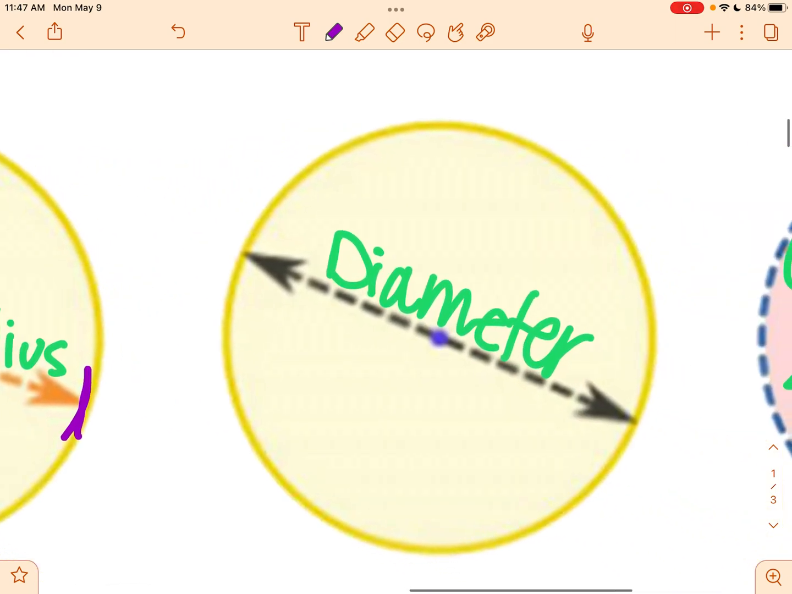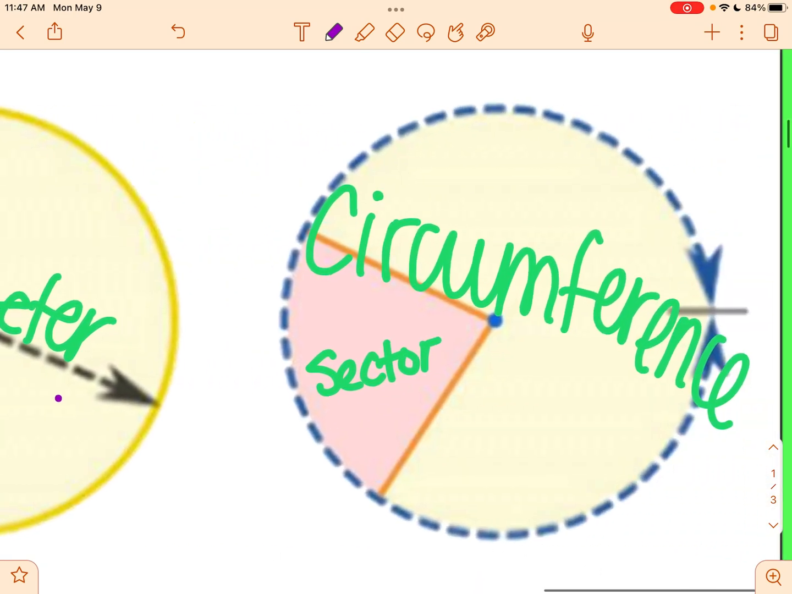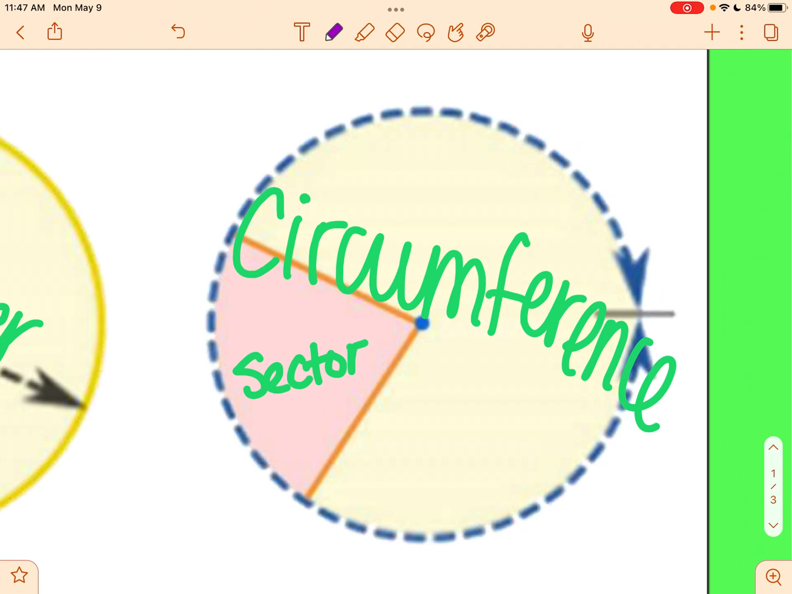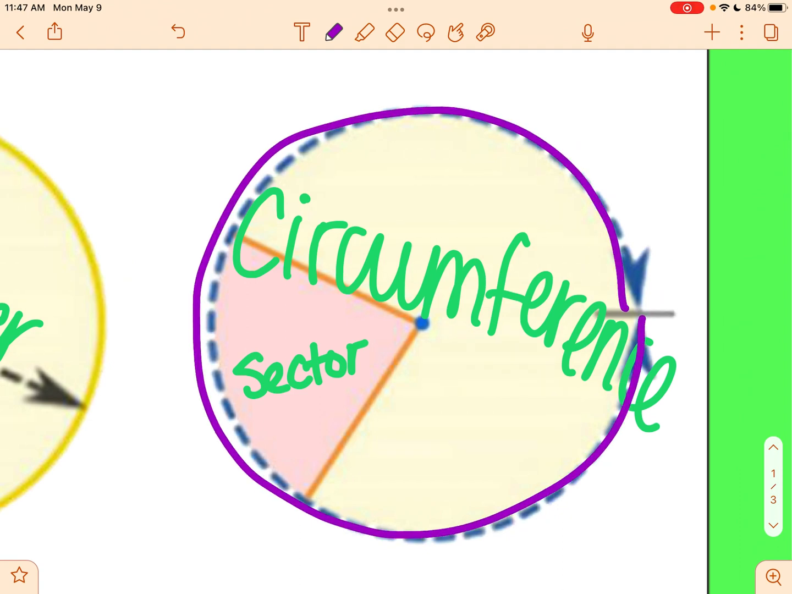Then we have what's called the diameter, which is all the way across. So if they give you the diameter and you need to find the radius, you would divide the diameter by 2, and that would give you your radius. Okay? Then we have the circumference, which is like perimeter. Circumference is just finding out how long our circle is all the way around. So circumference is like perimeter.